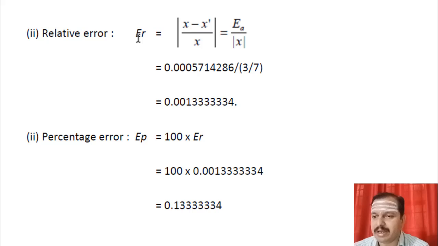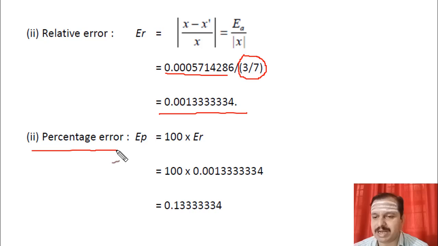So let us go for the evaluation of relative error. The relative error is defined as the absolute error divided by the absolute value of x. In the previous section we have seen that the absolute error is computed as this much, and the value of x is given as 3 by 7. Now if we simplify this, the final answer is 0.001333334. So this is the relative error in the given number x.